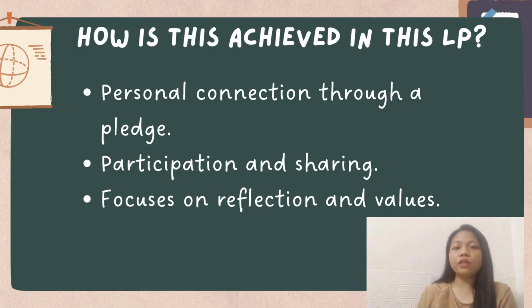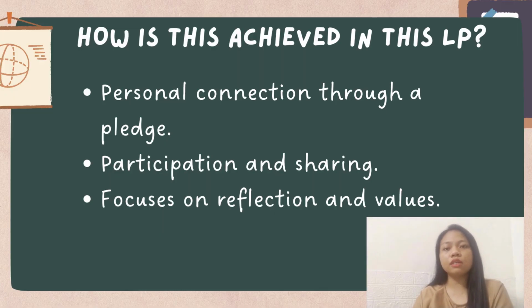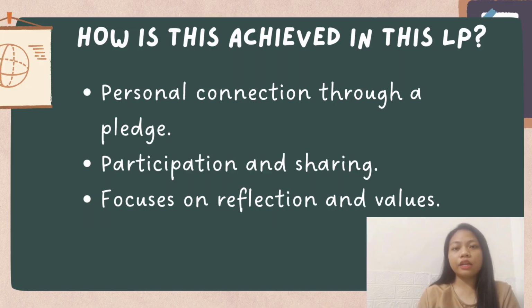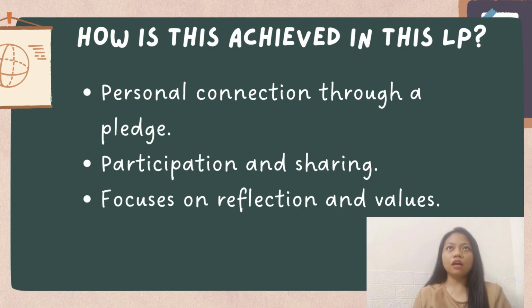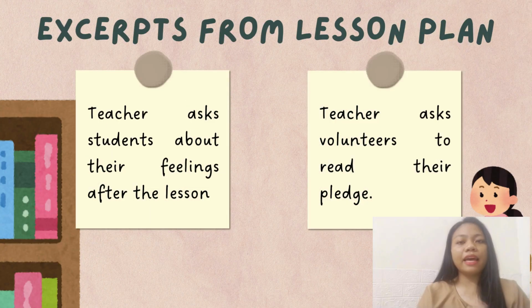This is done by first having the teacher ask students how they feel after the lesson, allowing them to reflect on their learning experience. Next, students are given a pledge. This pledge helps them to connect the lesson content to their own life and well-being. Excerpts from the lesson plan. The first one is the teacher asks students about their feelings after the lesson, which encourages reflection.